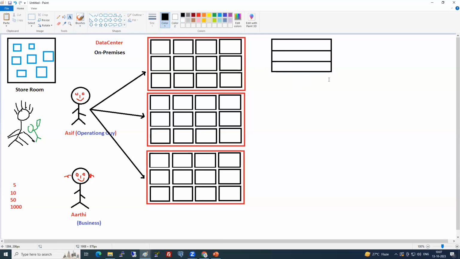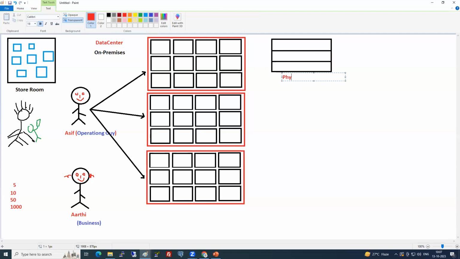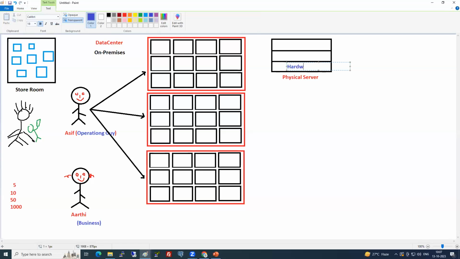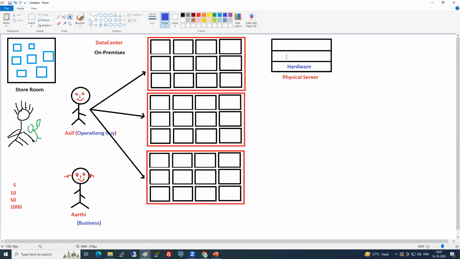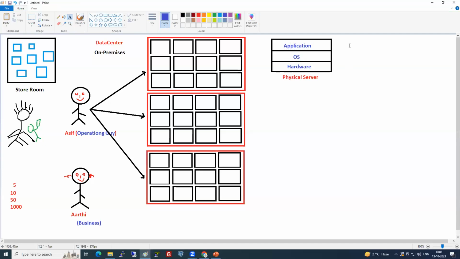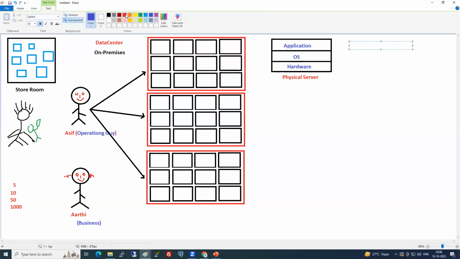Okay. If you take any one physical server, this is my physical server. What is there in the bottom? Hardware. On top of it, what do we have? OS, operating system. On top of it, what do we have? Application. Very good. So can we call this a physical machine with a traditional architecture?